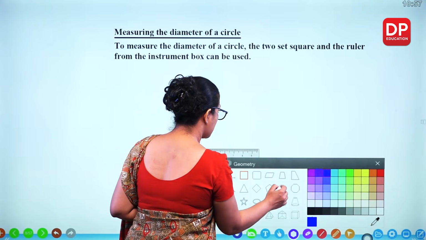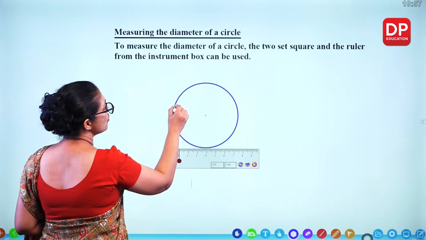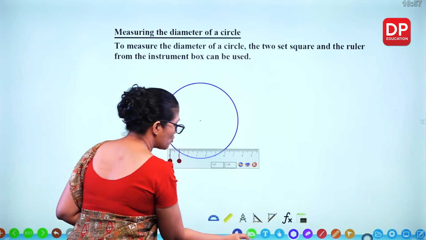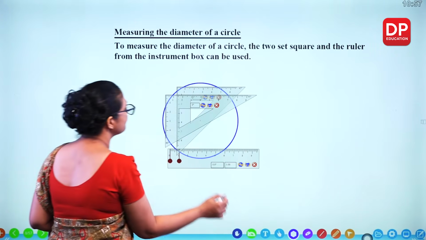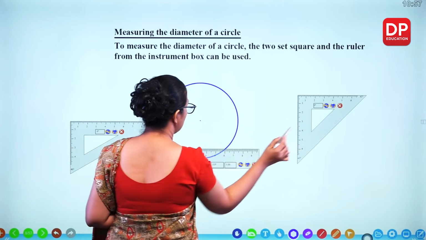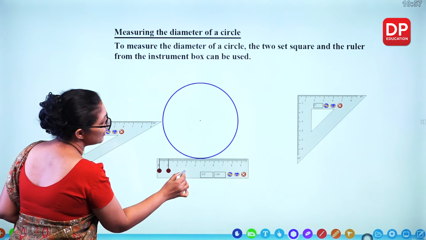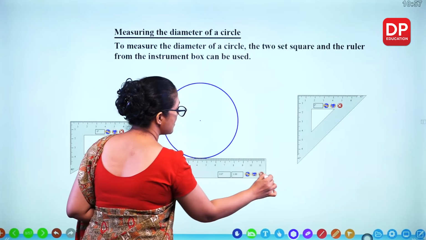So I'll take a circle. I want to measure the diameter of this. What I can do is take the two set squares and the ruler. First, I can keep the ruler like this, only touching the circle, and I can just extend this.